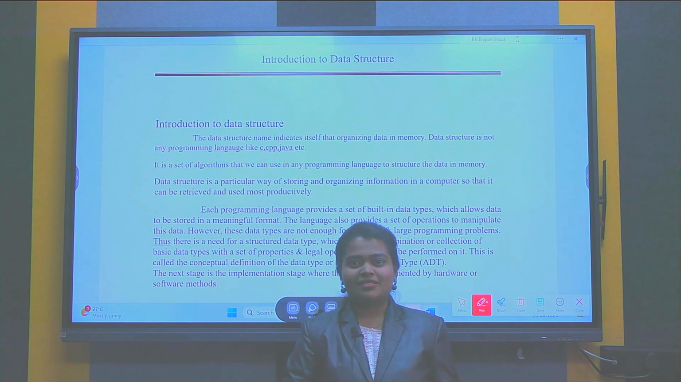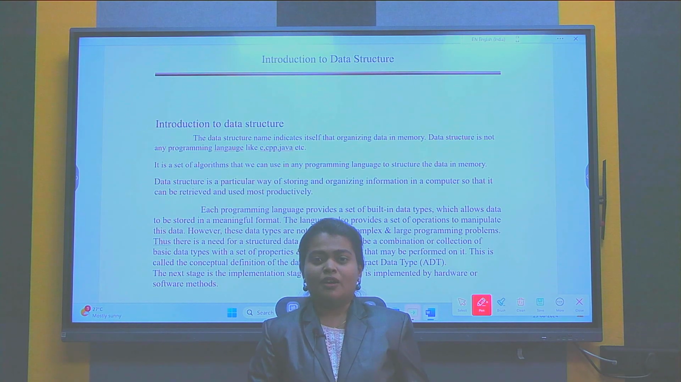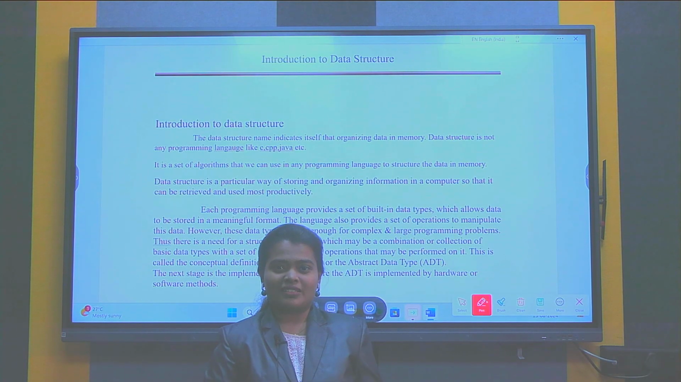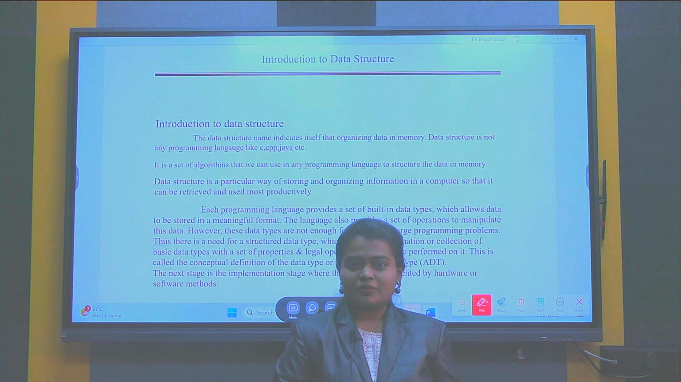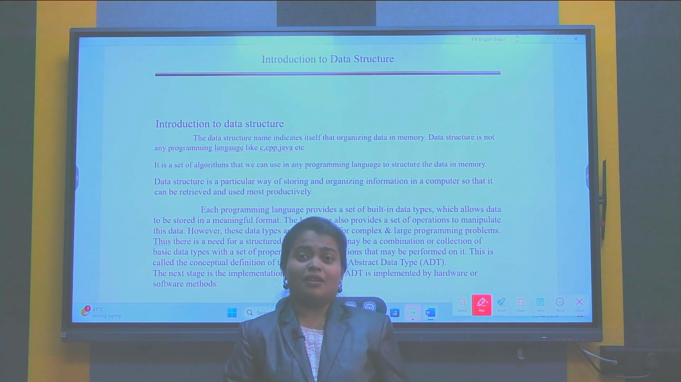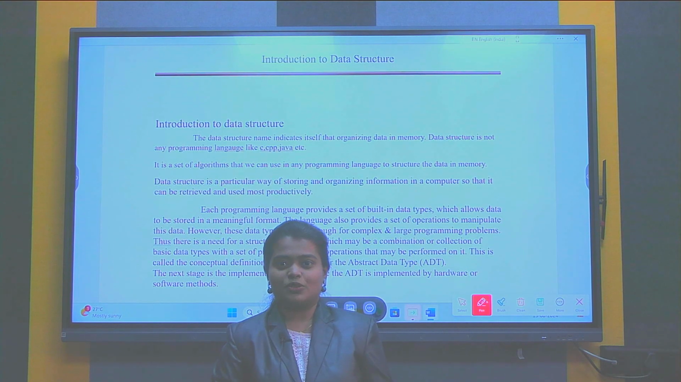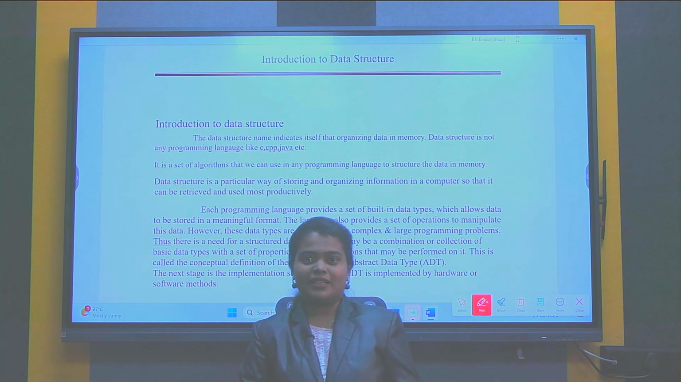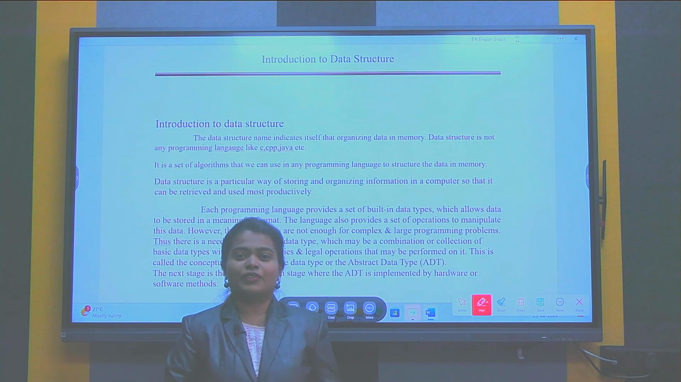Hello students, today our topic is data structure. We are going to see the introduction of data structure: what is data structure, the definition of data structure, where we use it, how and why we use it, and what the advantages and disadvantages of data structure are. So let us see what is data structure and what is its definition.